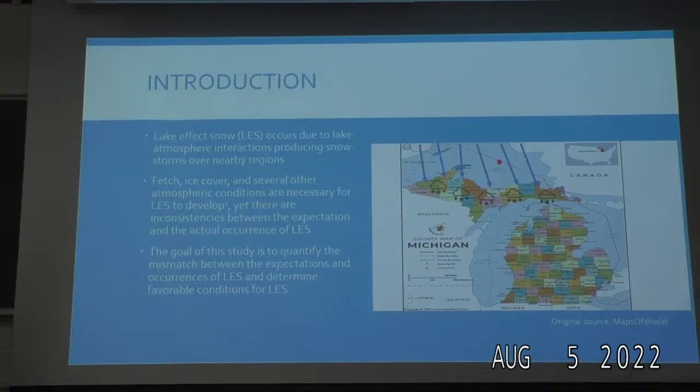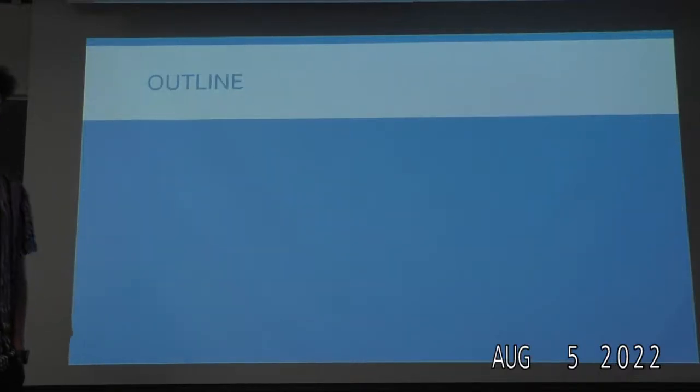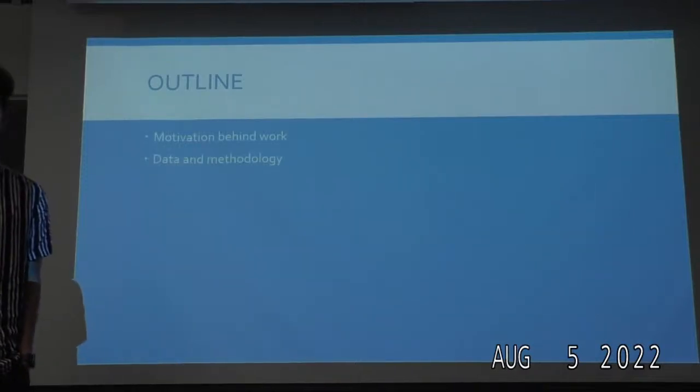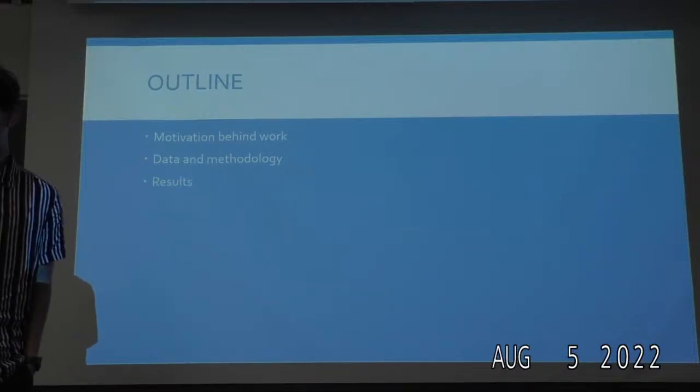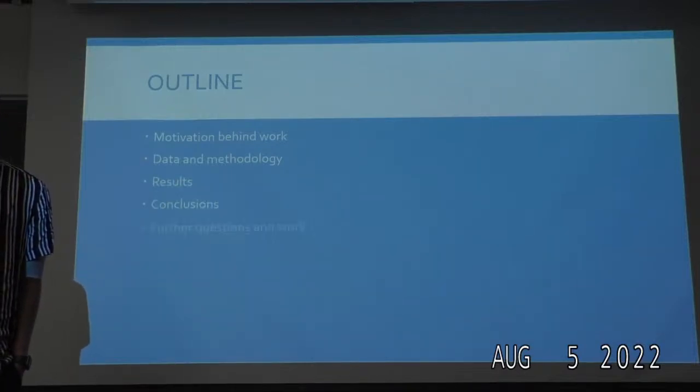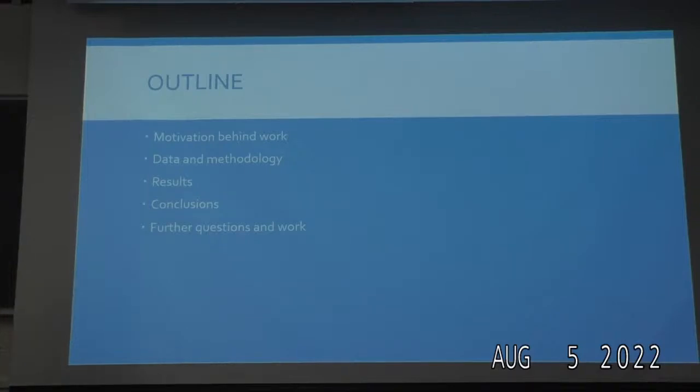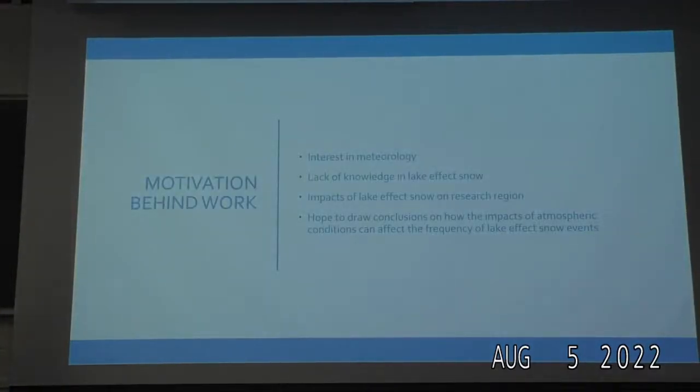Yet there are inconsistencies between the expectation of these storms to develop and the actual occurrences of lake effect snow. So the goal of the study this summer was to quantify the mismatch between the expectation and occurrences of lake effect snow and determine the favorable conditions for these. A little outline of this presentation: first, I'll go over the motivation behind my work, the data and methodology I used, the results, conclusions, and further questions and work.